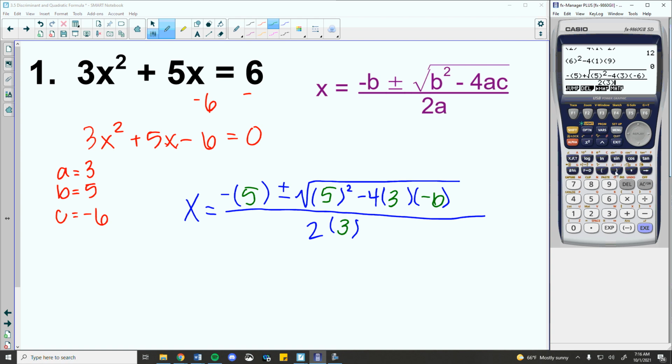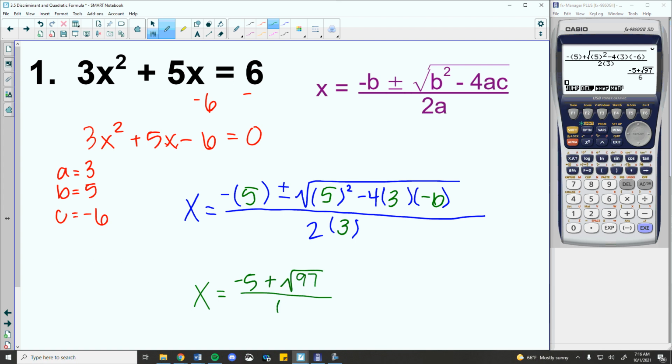I want to make sure that everyone typed this in their calculator. You're going to hit enter and you should get -5 plus the square root of 97 over 6. So x equals -5 plus the square root of 97 over 6.